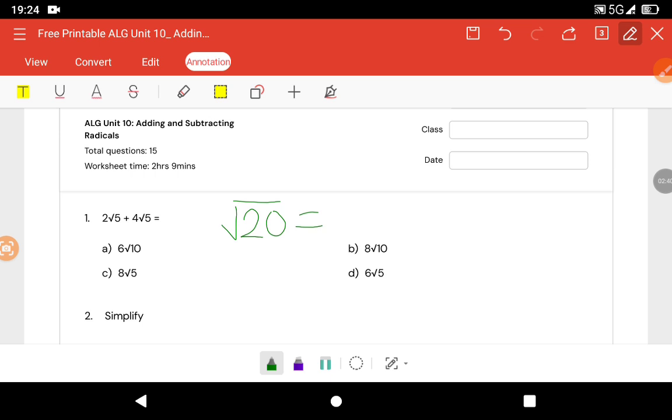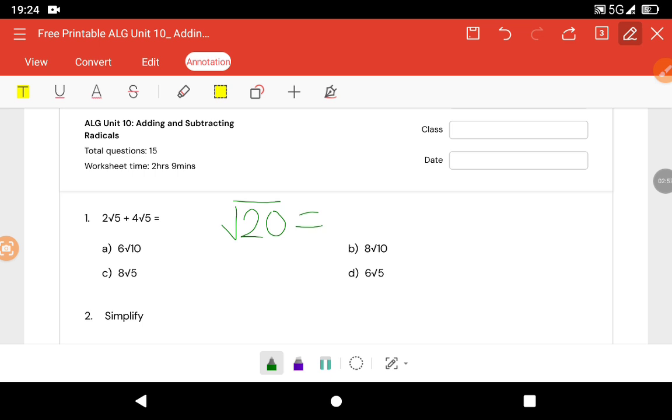For instance, look at 20. 20 has so many factors. 2 is a factor of 20. 10 is a factor of 20. 4 is a factor of 20. 1 is also a factor of 20. 5 is a factor of 20. So out of these factors, which of them is a perfect square?